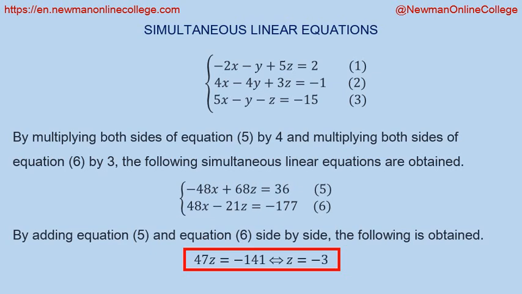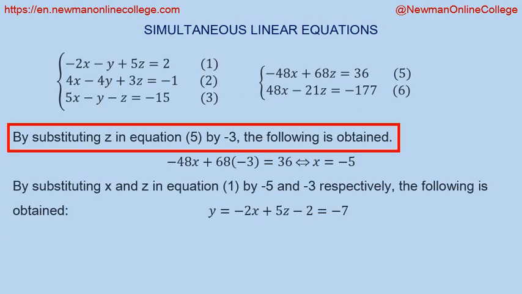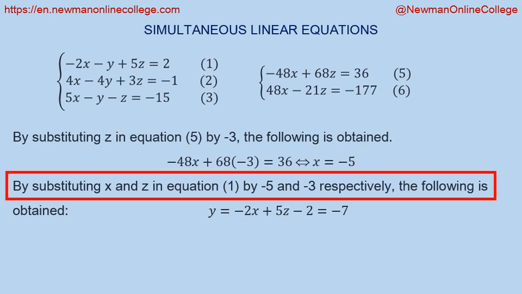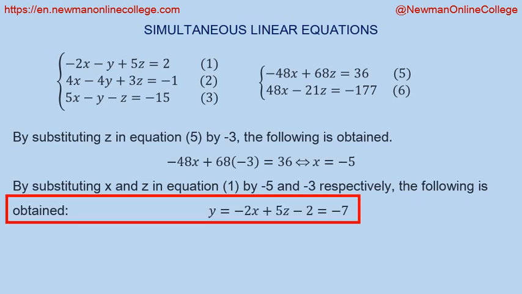47z equals negative 141, which is equivalent to z equals negative 3. By substituting z in equation 5 by negative 3, the following is obtained. Negative 48x plus 68 times negative 3 equals 36, which is equivalent to x equals negative 5. By substituting x and z in equation 1 by negative 5 and negative 3 respectively, the following is obtained. Y equals negative 2x plus 5z minus 2 equals negative 7.